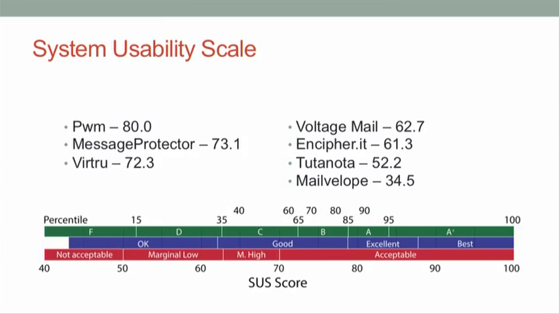We've done a number of studies. Here's just the number, the tools that we've used and their SUS scores. In general, scores in the 70s or 80s are respectable scores. The Depot systems definitely don't score well. Mailvelope's still kind of off the chart, very, very low for the moment.